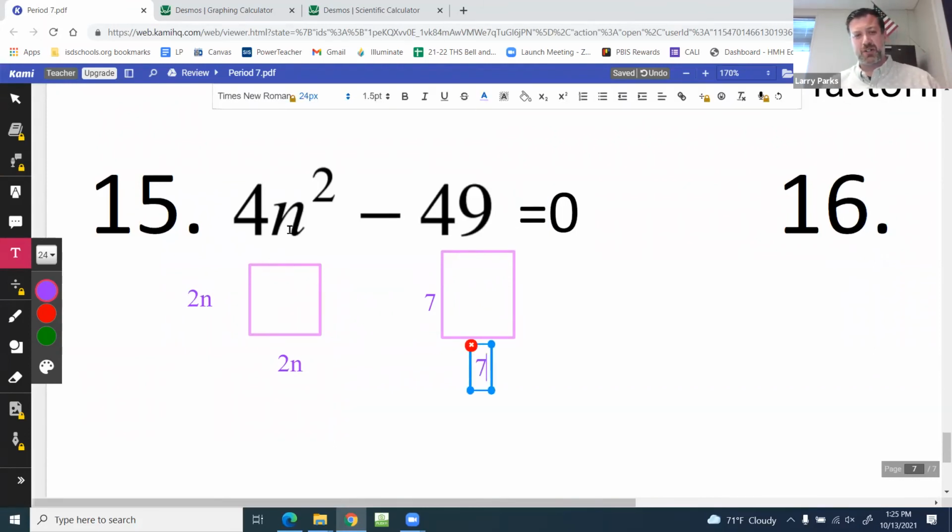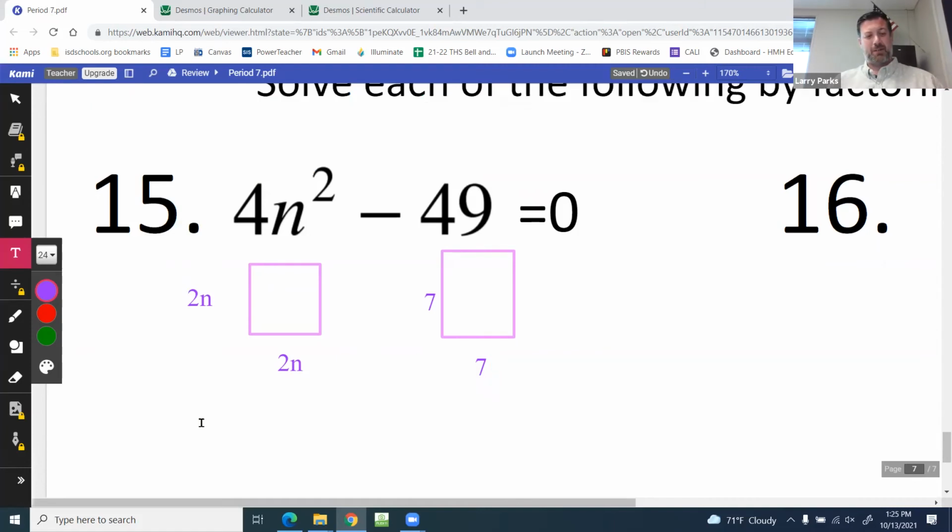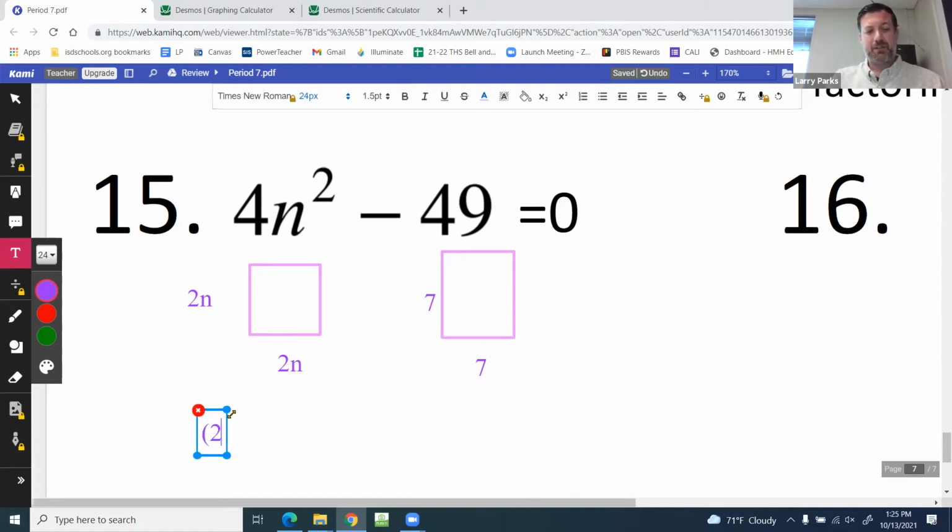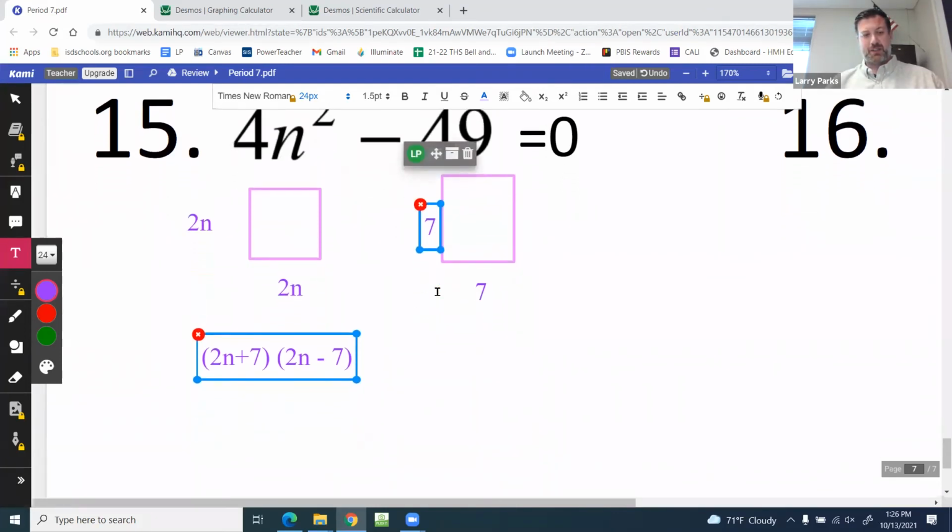Oh, I failed to mention you should always look for a GCF. This doesn't have a variable. And then 4 and 49 have nothing in common besides 1. But your final problem, for your factored form, you do 2n plus 7, and then 2n minus 7. You take both of these together, put plus and minus. That gets rid of the middle term.